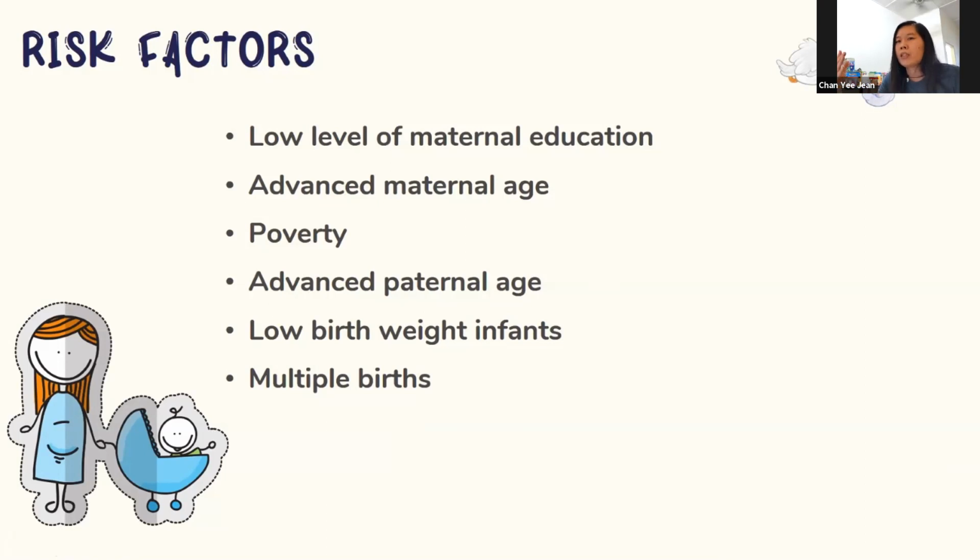Because the way you are presenting right now, it makes it seem as if you are saying that these are the causes. These are not the causes. These are just risk factors. If the mother is poorly educated, if the mother is very, very old, if the mother is very poor, then the possibility of the child being of low intellect is higher. That's all, right?